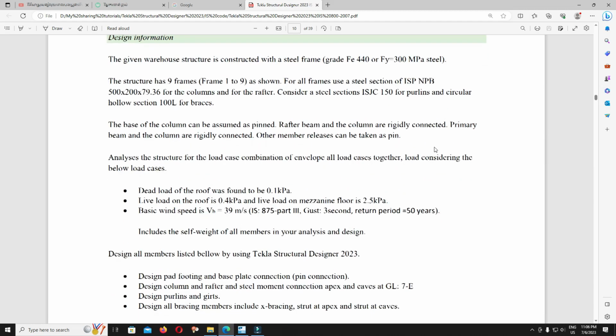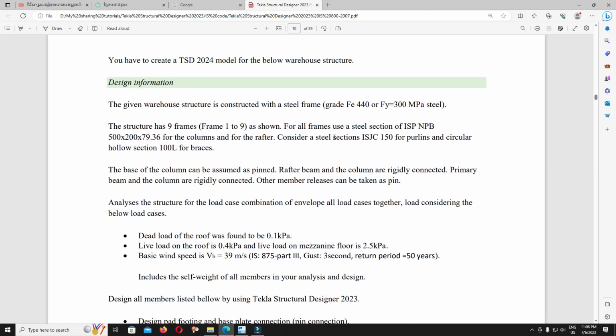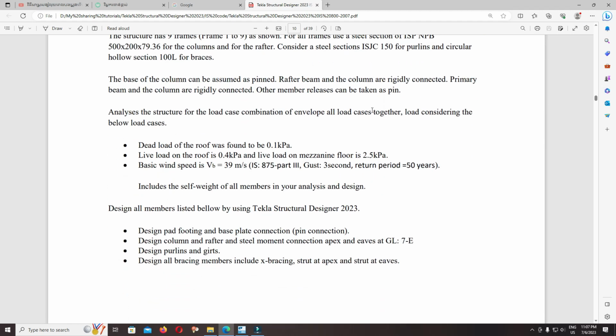Frames 1 to 7 are shown in the picture below, and the section we selected is 500 multiply 200 multiply 79.36 for the steel column and rafter. We use ISMC 150 for purlin and circular hollow section 100 for brace. The connection between the column and rafter is assumed fully fixed, and at the base we use a pin connection.